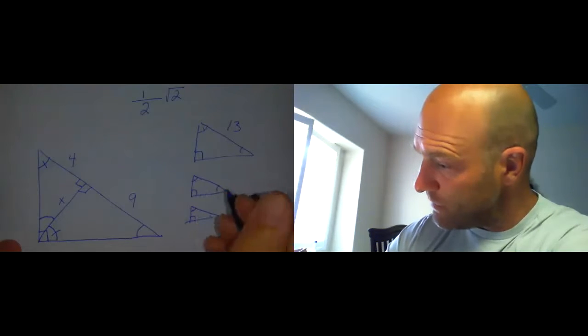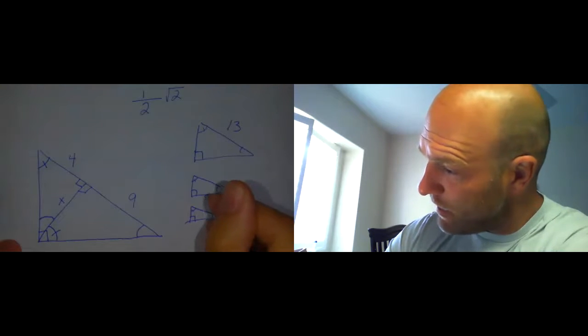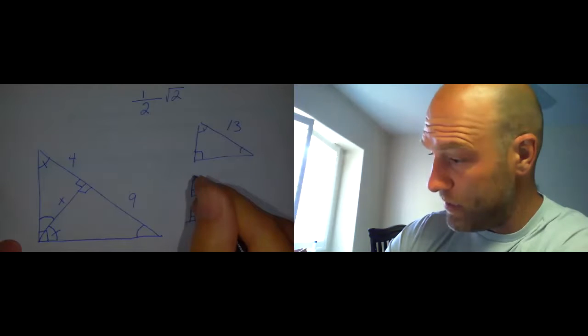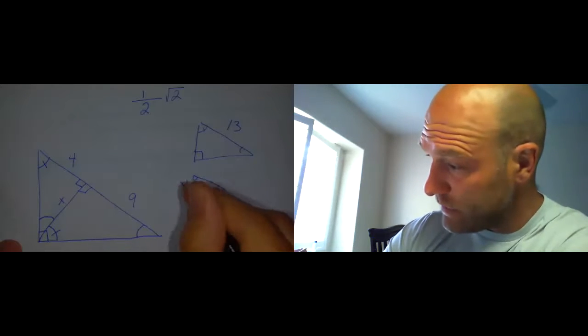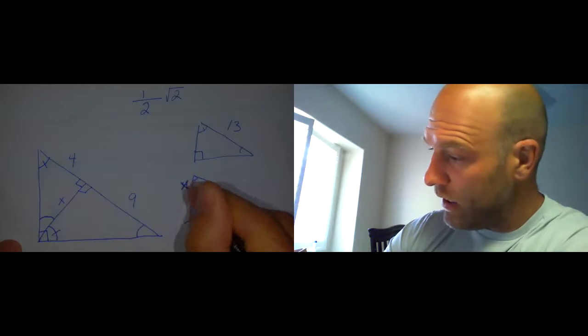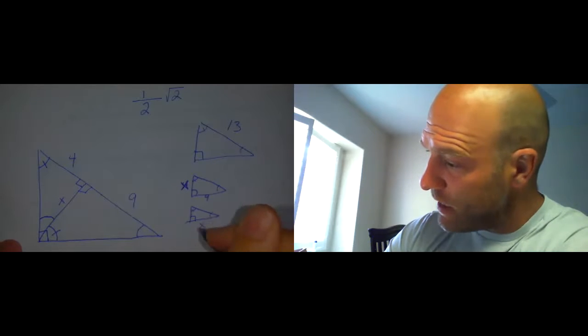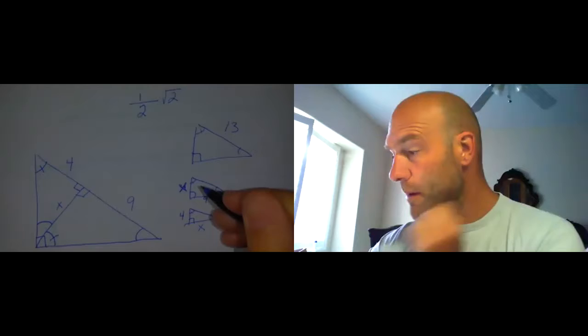So opposite the notch is 9, and my other leg, the one opposite the hoop, the one between the notch and the right angle, all good ways of thinking of it, is x. Sorry, I wrote a 4. Likewise, down here I have an x, and a 4, and I can write my proportion.